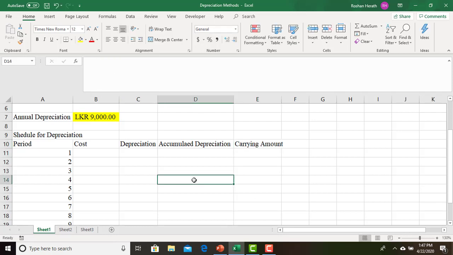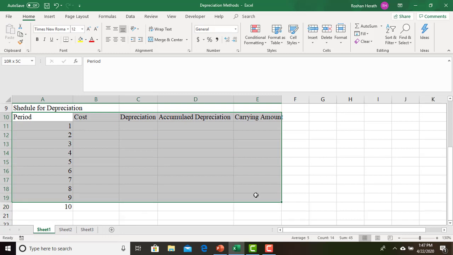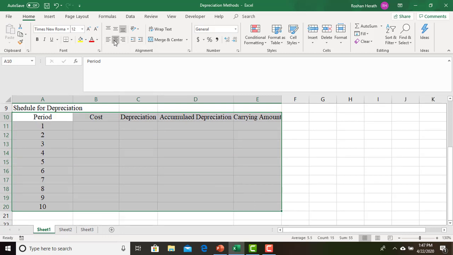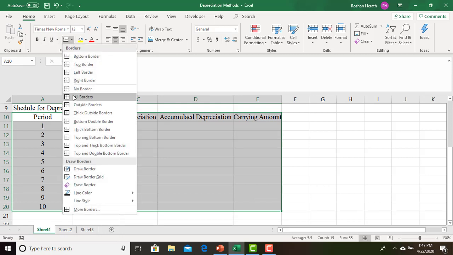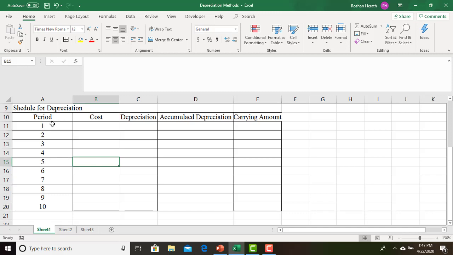It's carrying amount. එතකොට අපි මේ depreciation schedule එක හදා ගන්නකොට අපිට මේ වගේ informations කිහිපයක් අවශ්‍ය වෙනවා. අපි මේක format කරගමු. අපි center කරලා අපිට පුළුවන් දාගන්න format එකකුත්.